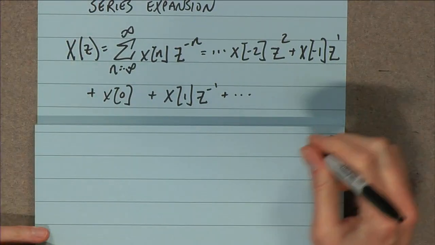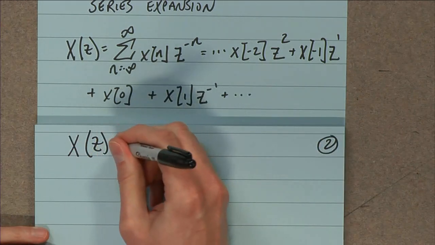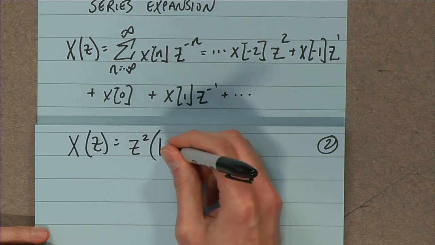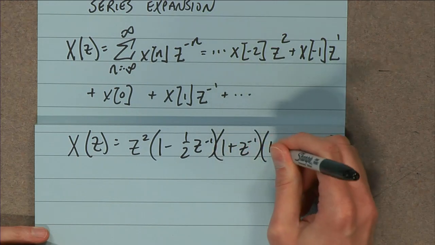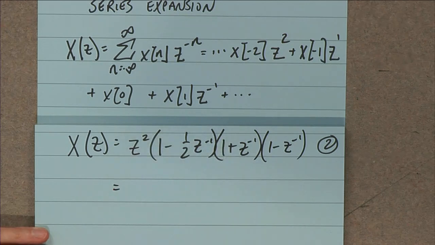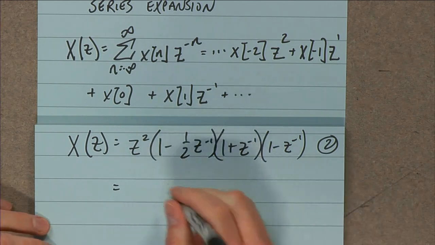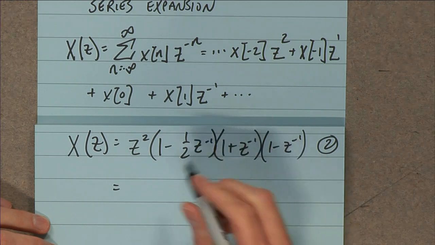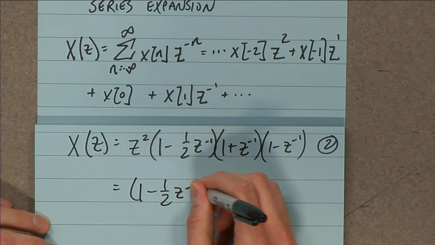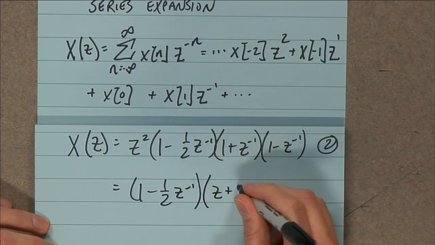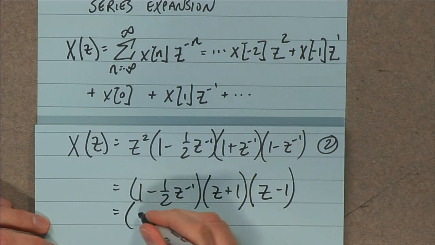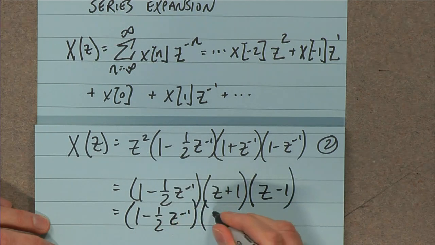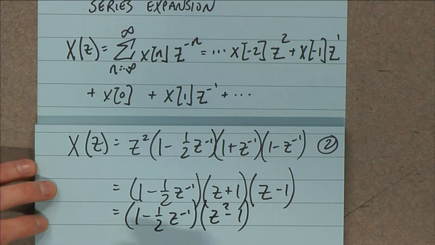Pretty straightforward. So, as an example, suppose we have an expression like this: Z squared times 1 minus 1/2 Z inverse, times 1 plus Z inverse, times 1 minus Z inverse. So the strategy, of course, is just multiply all this out, get a series, and inverse transform them term by term. So I'm going to take this Z squared and distribute it among these two terms. So Z times 1 is Z plus 1, and Z times 1 is Z minus 1. You can kind of see the reason why I did that, because then I have Z squared minus 1. And it makes this multiplication very easy.